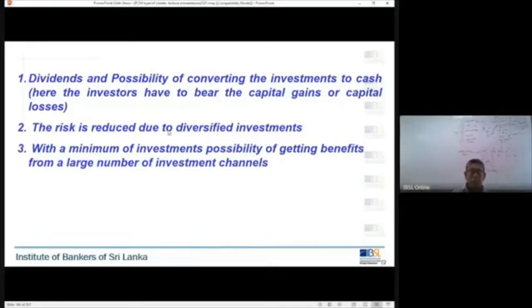Risk is reduced due to diversified investment. Why? Because you give your money to the fund management company. These fund management companies have specific knowledge about which organization and which instrument to invest in. You and I as investors do not have that. So they invest money in different investments, and therefore you are diversifying your investment. Who diversifies? The fund management company.